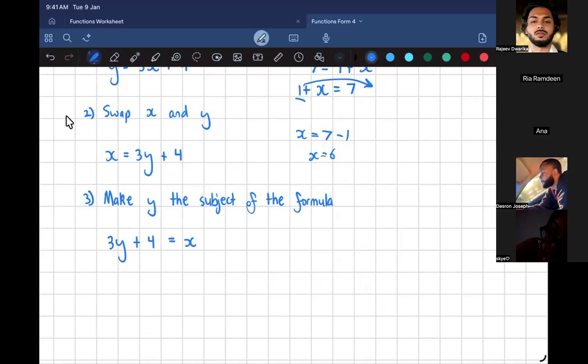So I want to find for y. Ria, Anna, Desron, Sky, Joshua, everybody, I want to find for y. If I want to find for y, y should be the only thing on the left-hand side.